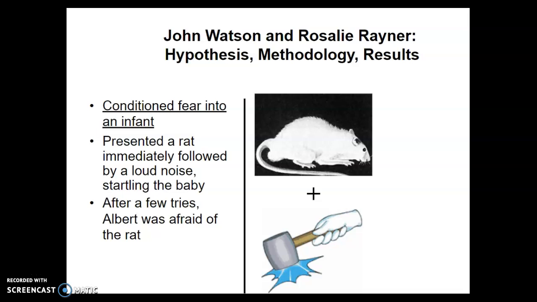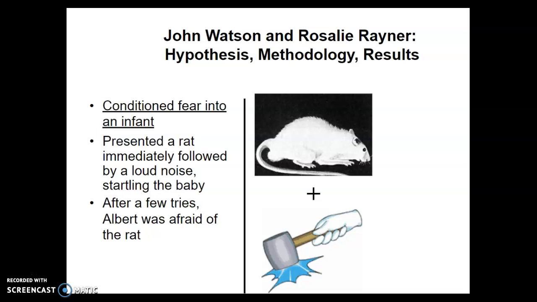The loud noise would be the unconditioned stimulus. The crying would be the unconditioned response. But the rat would be that neutral stimulus. It didn't produce a response, except Albert seemed kind of fascinated with the rat. Basically, he would present the rat and immediately follow it with a loud noise, startling the baby.